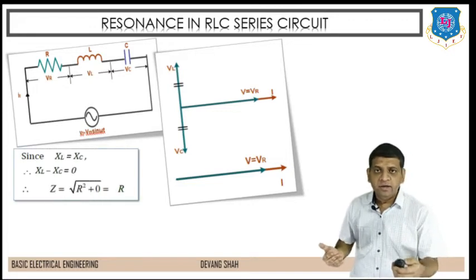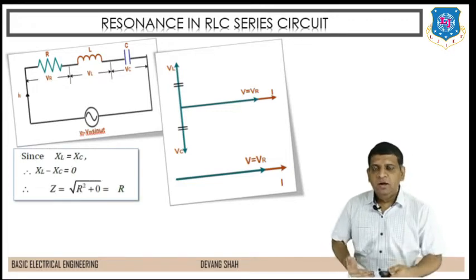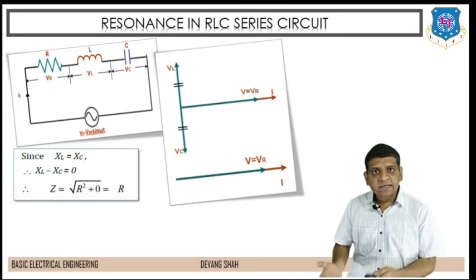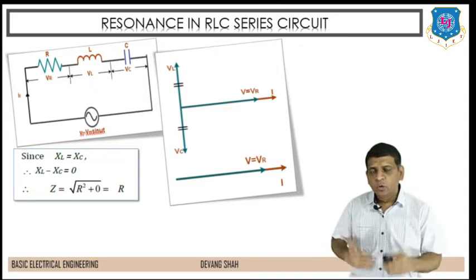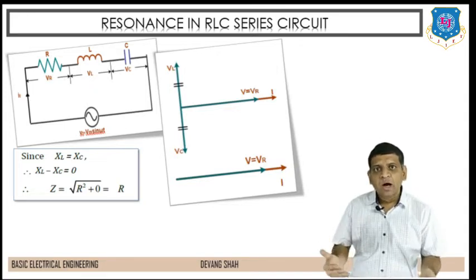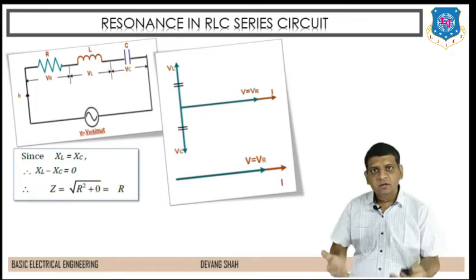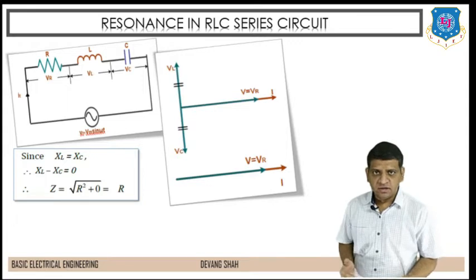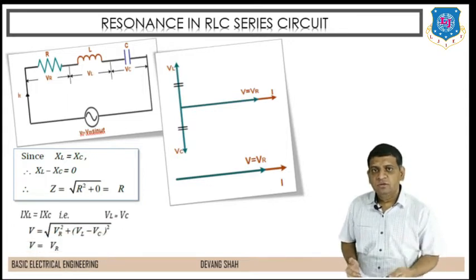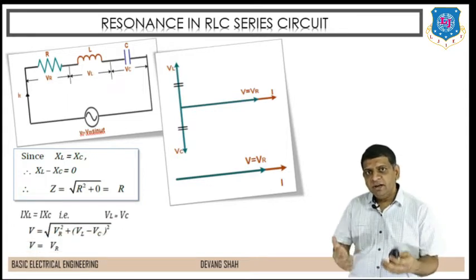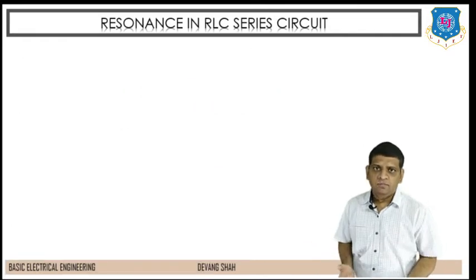That part we have already discussed in our previous session, where XL is equal to XC, that means XL minus XC is equal to 0. So the impedance Z is equal to R, which is called a purely resistive circuit, even though there is a presence of inductor and capacitor in the RLC series circuit. So from this you can find the resultant value of voltage V is nothing but VR.